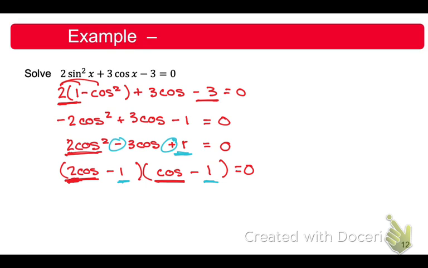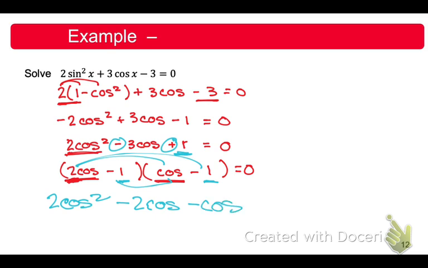Watch. 2 cosine squared minus 2 cosine minus cosine plus 1. That's 2 cosine squared minus 3 cosine plus 1.